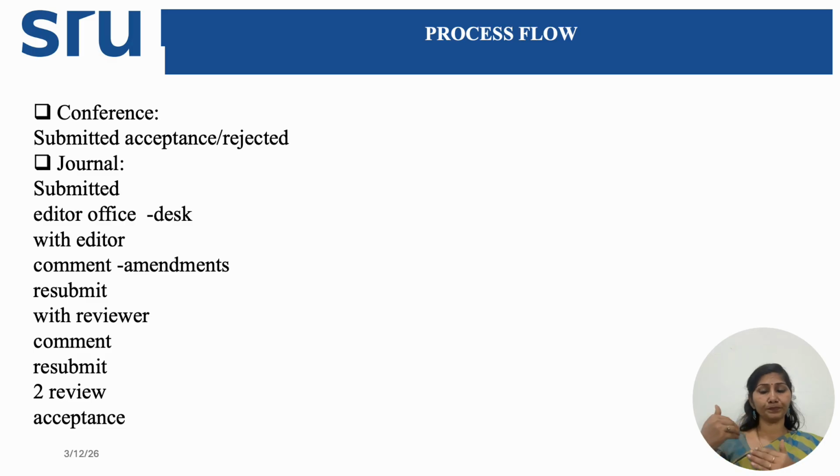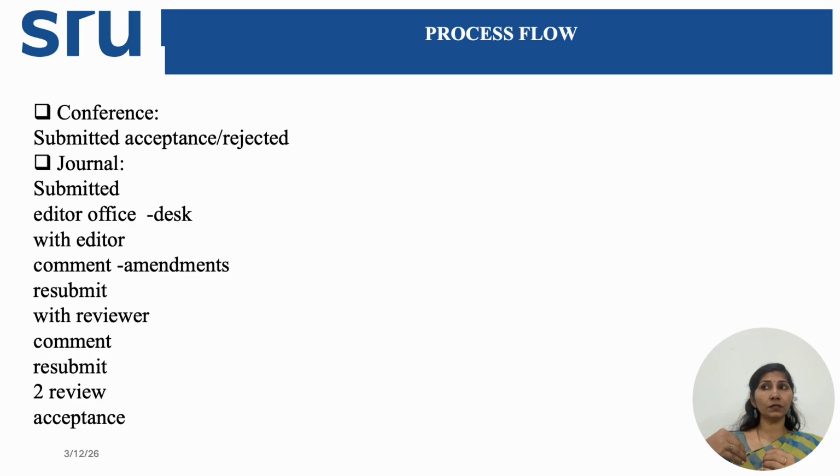Second, if it has gone through, it will go to the editor. And the editor will check the scope of the journal. Sometimes it may be rejected back from the editor office to resubmit, or else, if he is satisfied with the paper, it will move to the reviewer part. The number of reviewers called depends on the journal; they may go even up to 10, or they may limit it to 2.